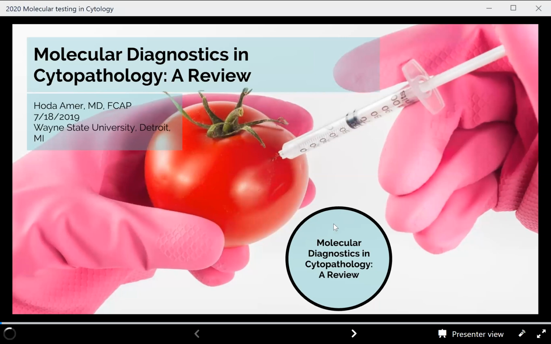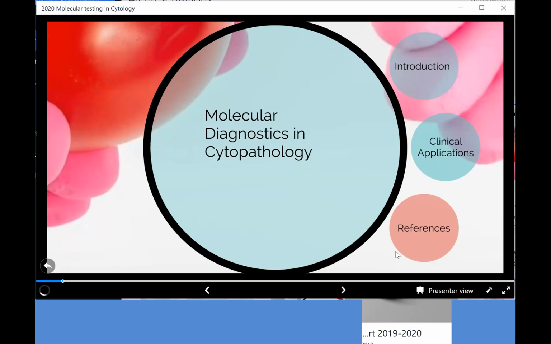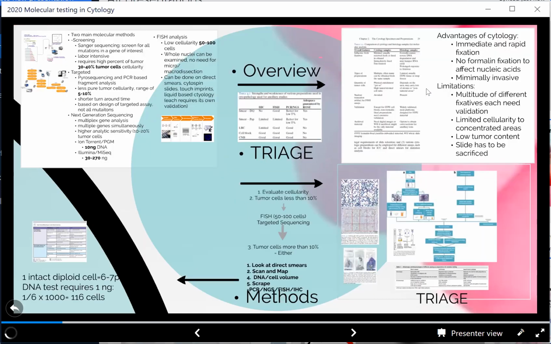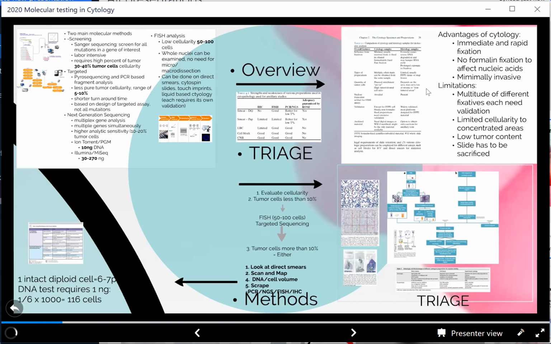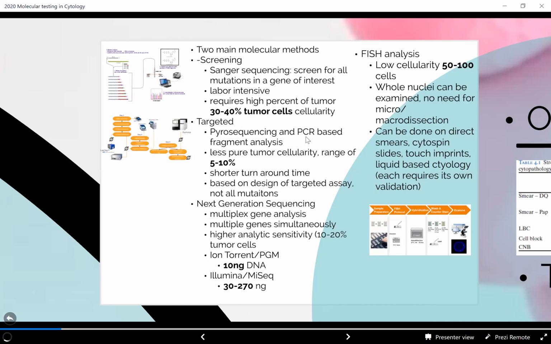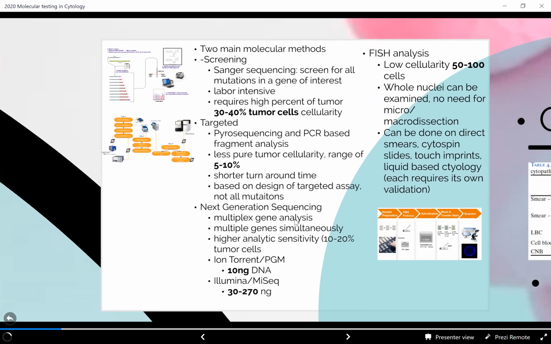So let's go ahead and get started talking about molecular diagnostics in cytopathology. To begin with, we have to understand the concept of triage and the methods. So there are two main molecular methods for screening. There's either targeted, like pyrosequencing and PCR. There's also next generation sequencing, and there's the Sanger screening, Sanger sequencing.